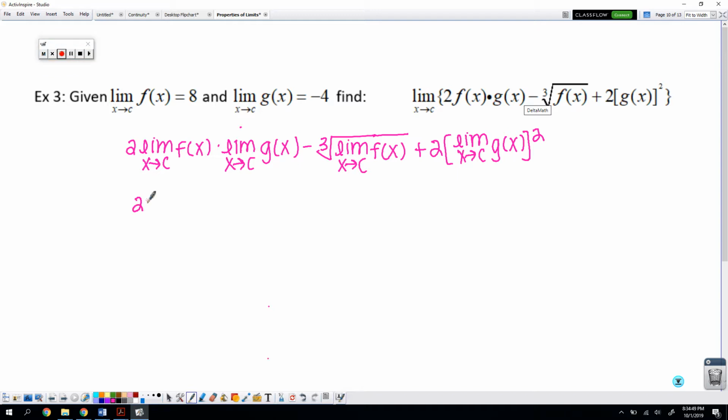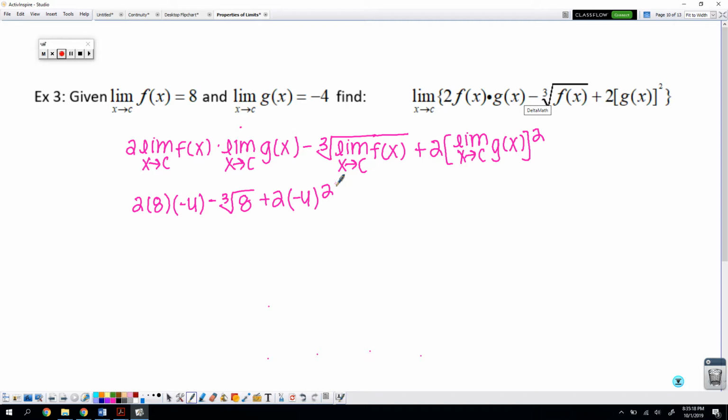So 2 times the limit for f of x is 2 times 8, times the limit of g of x is negative 4, minus the cube root of 8. I guess that's going to be 4. Okay, and then plus 2 times g of x, which is negative 4, squared.